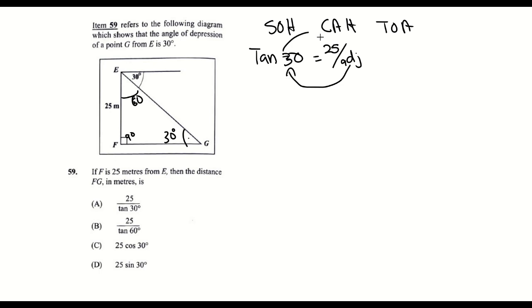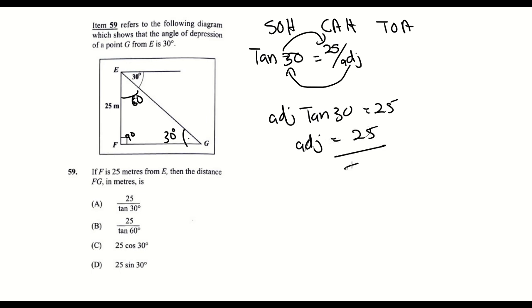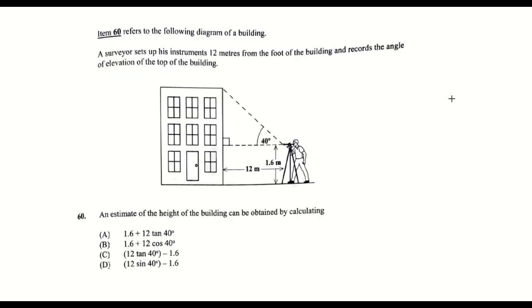Carry this across, and then I'll have to carry this across. So my adjacent, tan 30 is equal to 25. So my adjacent would be 25 divided by tan 30, and that is the answer. A is your answer, right? Then let's look at item 60.